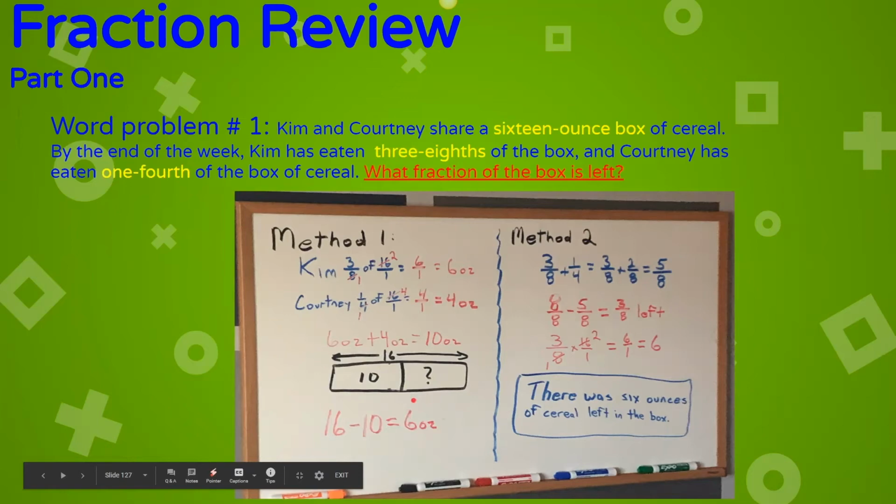Now, there was another way to go about solving this problem as well. We could have just added what they ate. They ate 3/8 and 1/4. So they ate 3/8 plus 2/8 because 1/4 is equivalent to 2/8. So now we have like units, and that's 5/8. We know they ate 5/8 of the box of cereal. So if the whole box was 8/8, they ate 5/8. What's that tell us? 3/8 was left in the box.